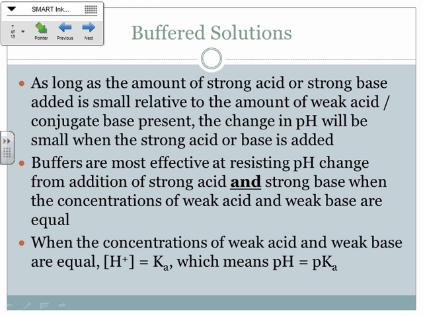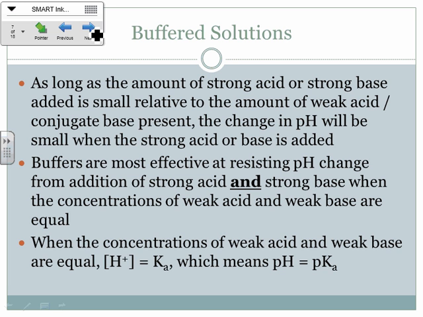As long as the amount of strong acid or strong base is small relative to the amount of weak acid or conjugate base, change in pH will be small. I'm liking these notes less and less. We need pictures. I guess you've got pictures in the book, so just look at the pictures in the book. But this is also a really important point, okay?